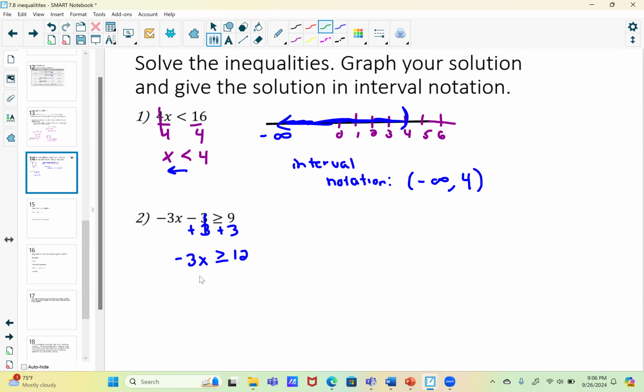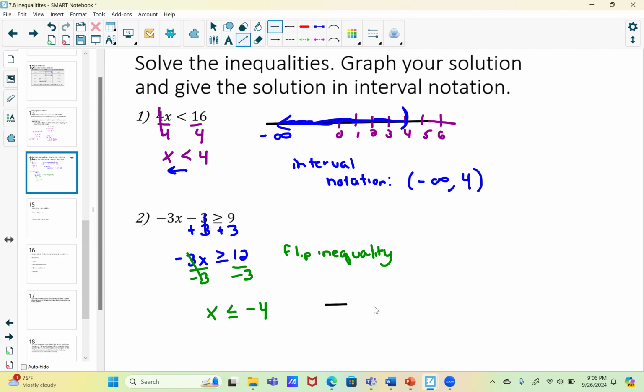Now here is where there is a special rule when we have inequalities. Whenever I divide or multiply by a negative, not a positive, by a negative number, so I'm dividing both sides by a negative number, I have to flip the inequality to make it stay a true statement. So we're going to do x is less than or equal to, we flip the inequality, -4. And again, it's only if we're multiplying or dividing both sides by a negative number. Okay, so then we're going to graph it. So I'm going to draw my number line.